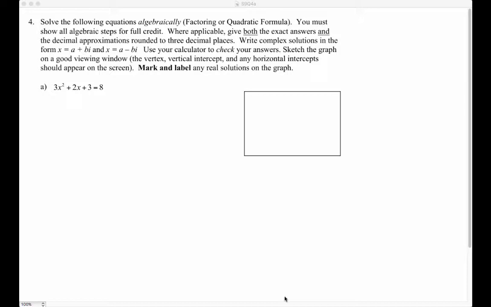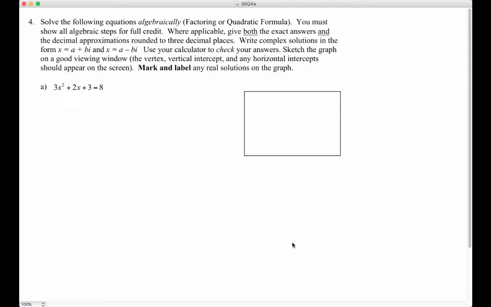Solve the following equation algebraically, factor or quadratic formula. You must show all of the algebraic steps for full credit. Where applicable, give both the exact answer and the decimal approximation rounded to 3 decimal places. Write complex solutions in the form of x equals a plus bi and x equals a minus bi. In other words, they don't want the plus or minus, they want us to break them up into the two respective solutions. Use your calculator to check your answers.